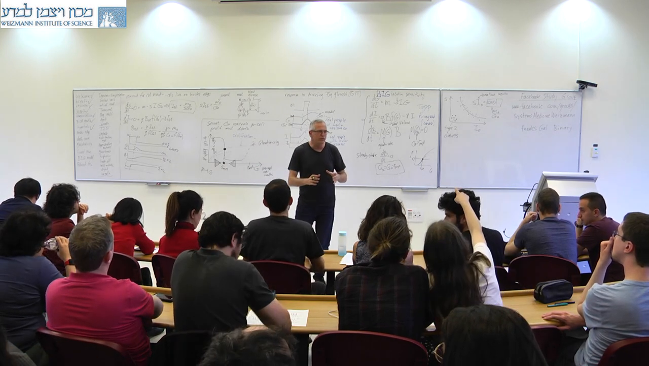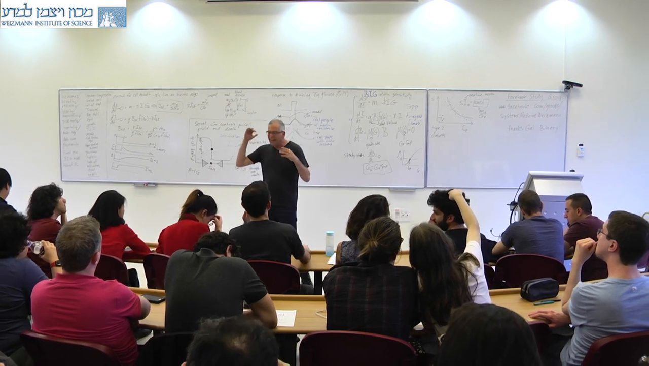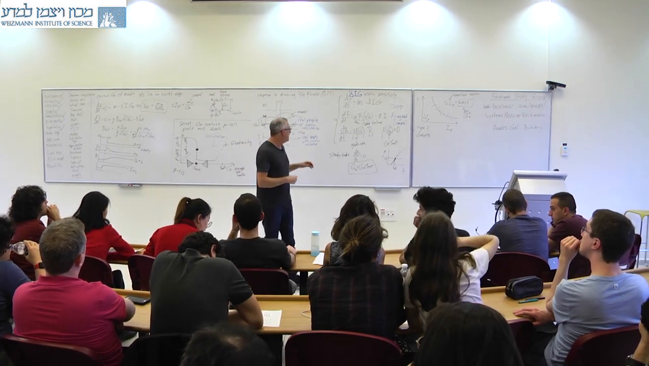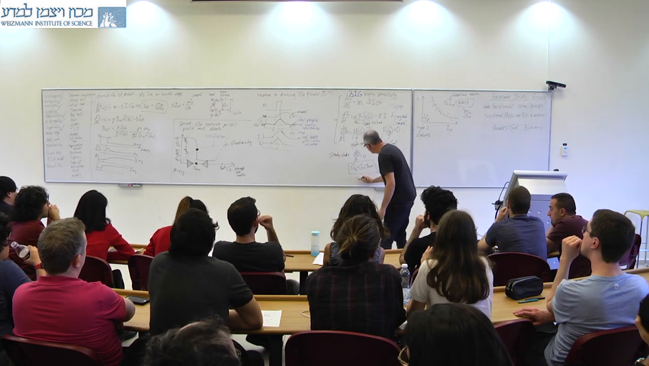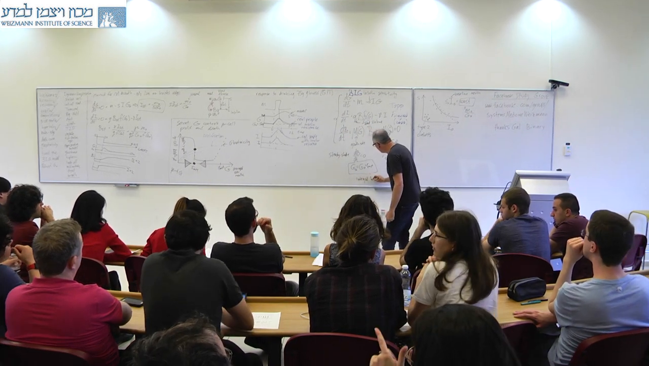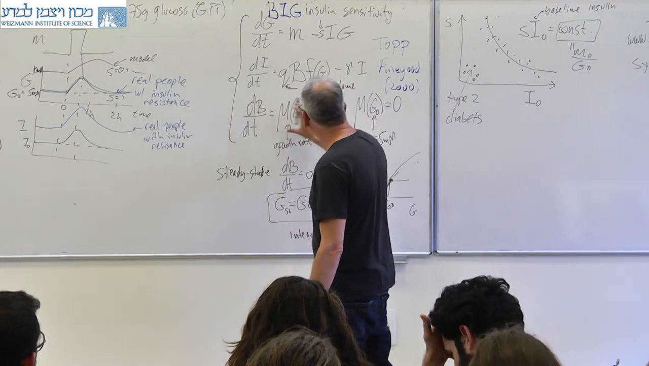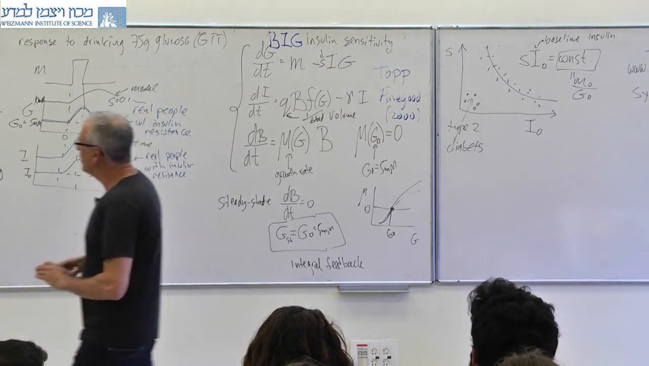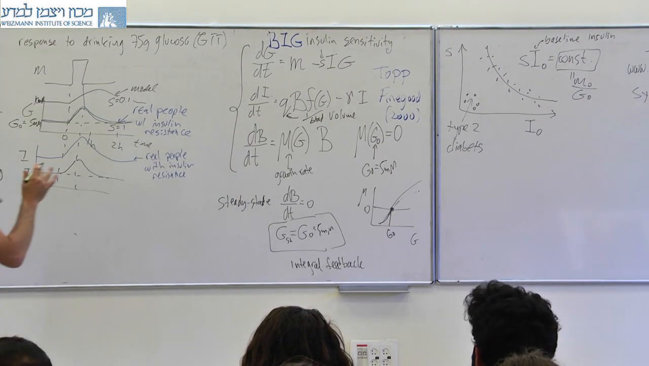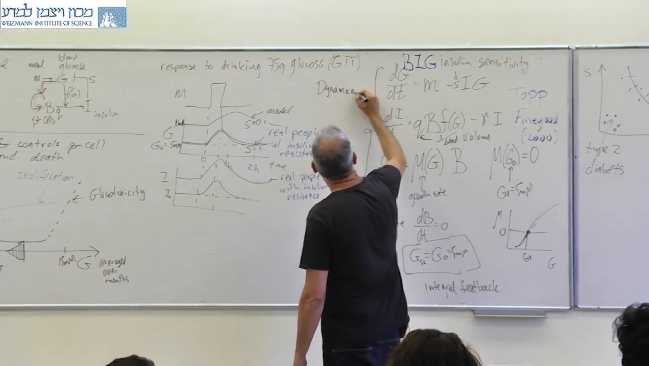It gives you tissue size control and homeostasis feedback that's not dependent on any parameter. This special trick is called integral feedback, by the way, used also in engineering sometimes, where you integrate over an error, g minus g zero, and these equations have special properties called dynamical compensation.